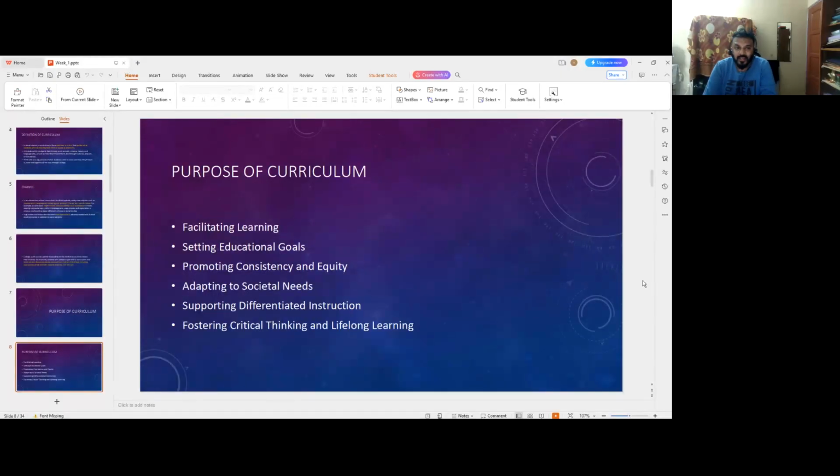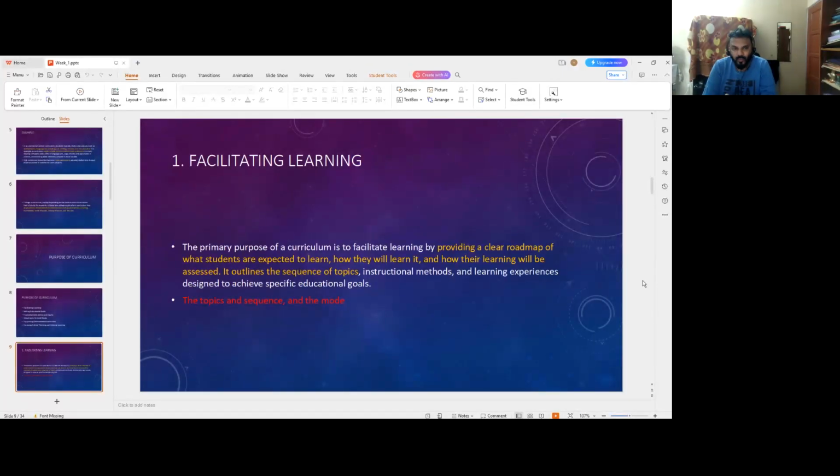Now, there are six purposes of curriculum. Number one is that it helps to facilitate the learners. The curriculum has educational goals, consistent equity, and addresses societal needs, what exactly they need, and what we provide. It also provides differentiated instructions, different types of instructions, and fosters critical thinking and lifelong learning. These are the six purposes of a curriculum.